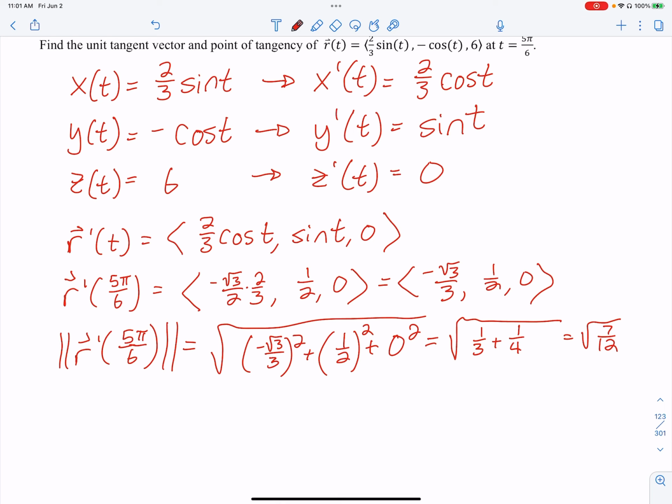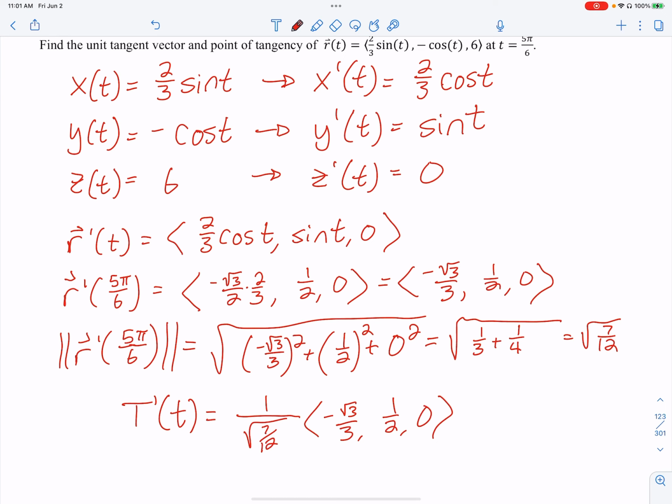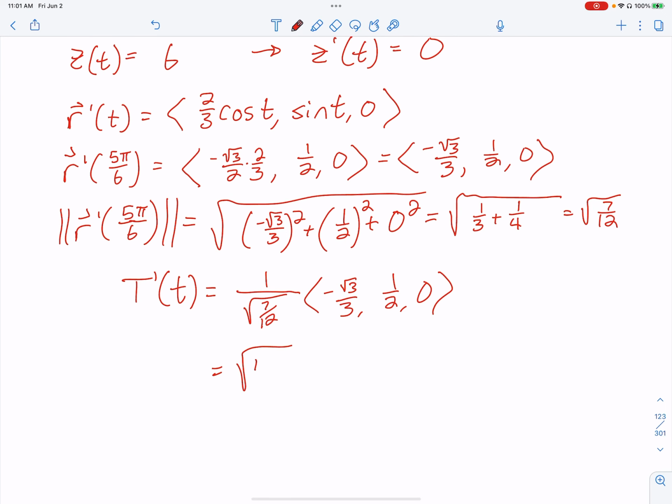So the tangent vector, T prime, the unit vector, it's always a unit, is going to be 1 over the square root of 7/12 times the vector negative radical 3 over 3, 1/2, 0. We could simplify this: square root of 12 over 7 times negative radical 3 over 3. I don't think this is going to make it prettier at all, so there's really no point to go through that. I would just maybe leave it there or the line above.